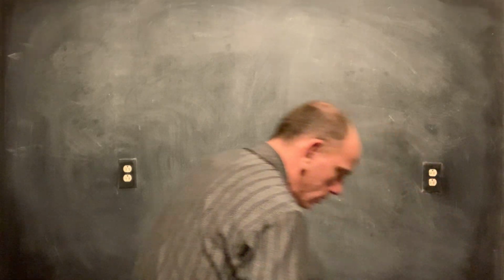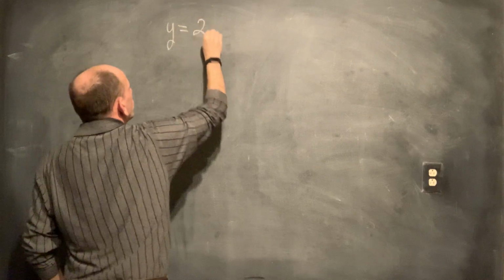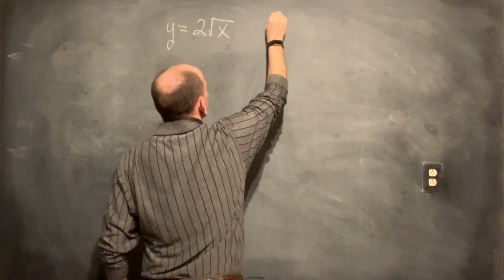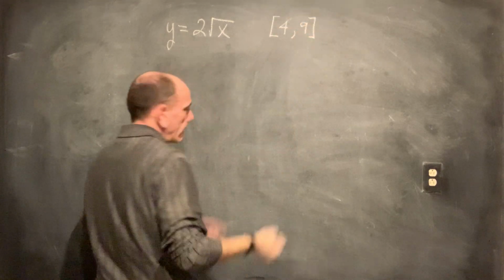So let's try one more. How about y equal 2 root x on the interval from 4 to 9. And again, we'll go about the x-axis.